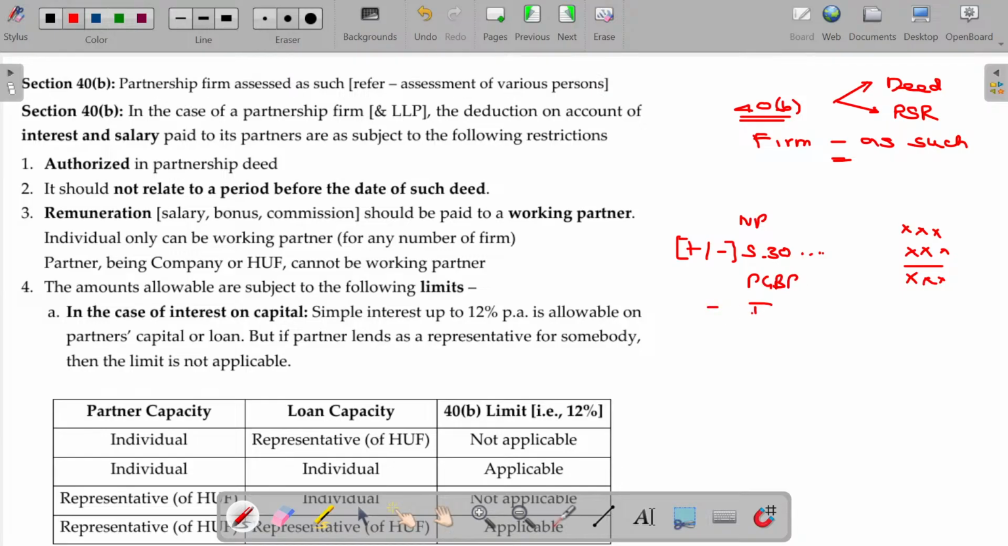Here, interest on capital for the partners as well as the loan can be deductible. Maximum 12% is allowed. That too, it should be given in the deed. If it is not mentioned in the deed, it cannot be deductible. Is that clear?